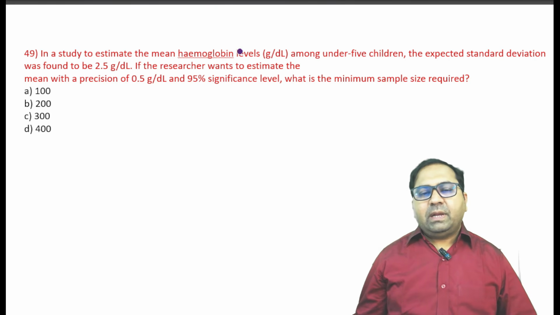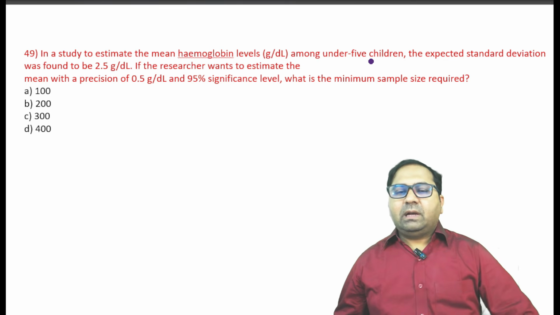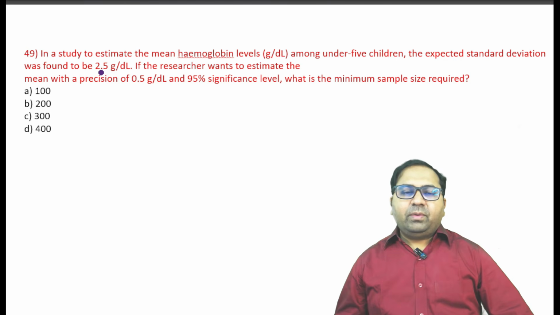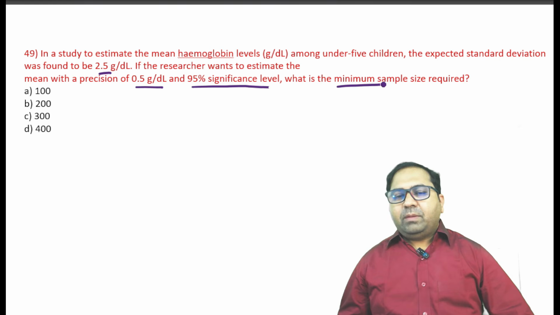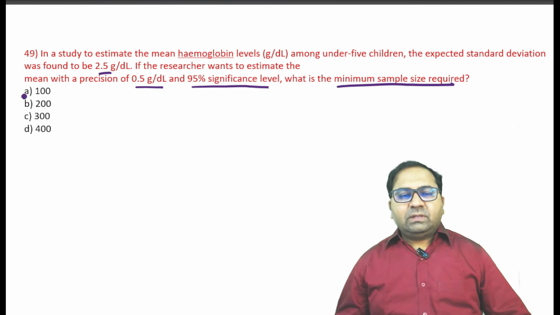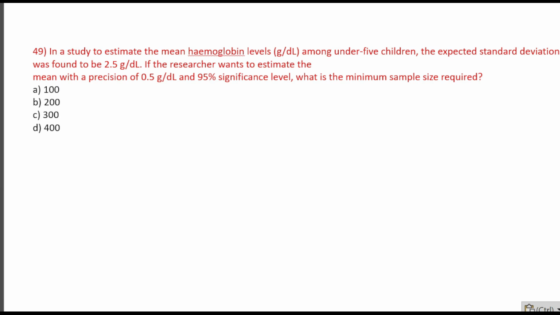In a study to estimate the mean hemoglobin levels in grams per deciliter among the under 5 children, the expected standard deviation was found to be 2.5 gram per deciliter. If the researcher wants to estimate the mean with a precision of 0.5 gram per deciliter and 95% significance level, then what is the minimum sample size requirement? The options they gave are A 100, B 200, C 300 or D 400. The answer for this question is A 100. Now let us see how we solve this question.